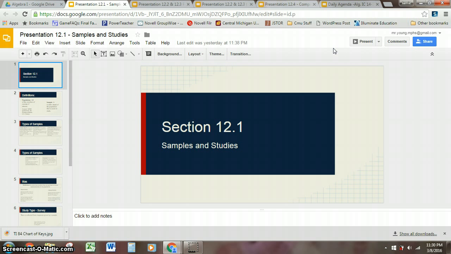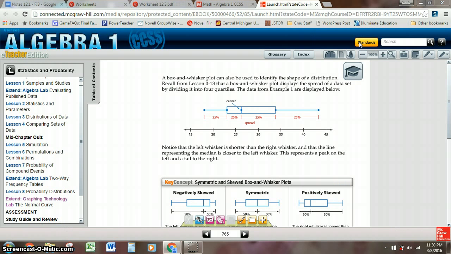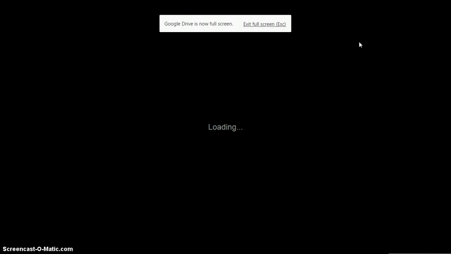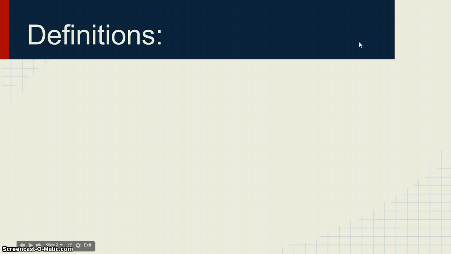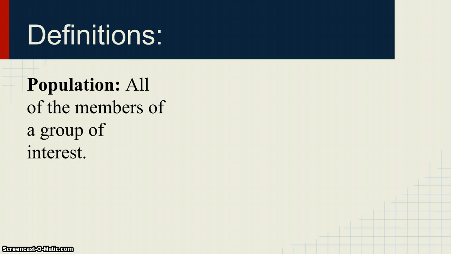So we're going to start off here with section 12.1, samples and studies. So if you can follow along with your note sheet, and we're just really going to be filling that in. So first thing we're going to start off with is a couple of definitions, and the first word we want to define is a population. And a population is all of the members of a group of interest.